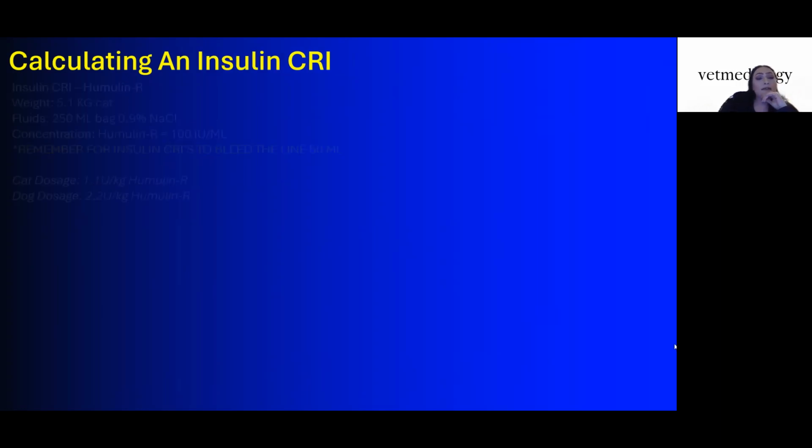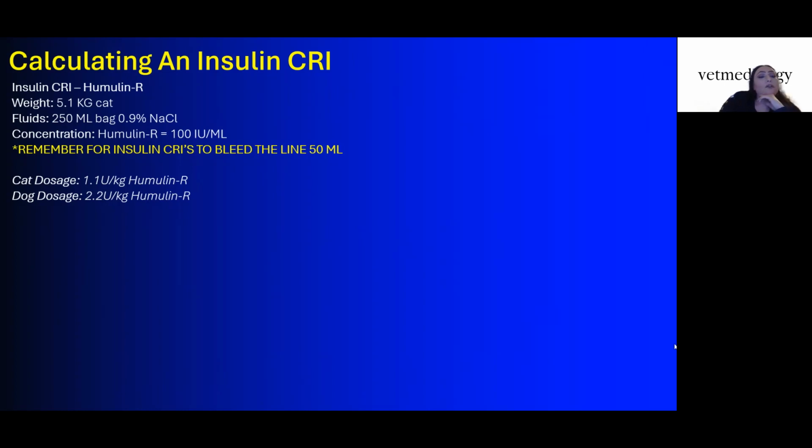Calculating an insulin CRI. So for Humulin R, we basically need to know how to go ahead and do this, especially for our DKA patients. So the weight is going to be a 5.1 kilogram cat. 250 mil bag of saline is what is always used. And concentration of Humulin R is 100 international units per mil.